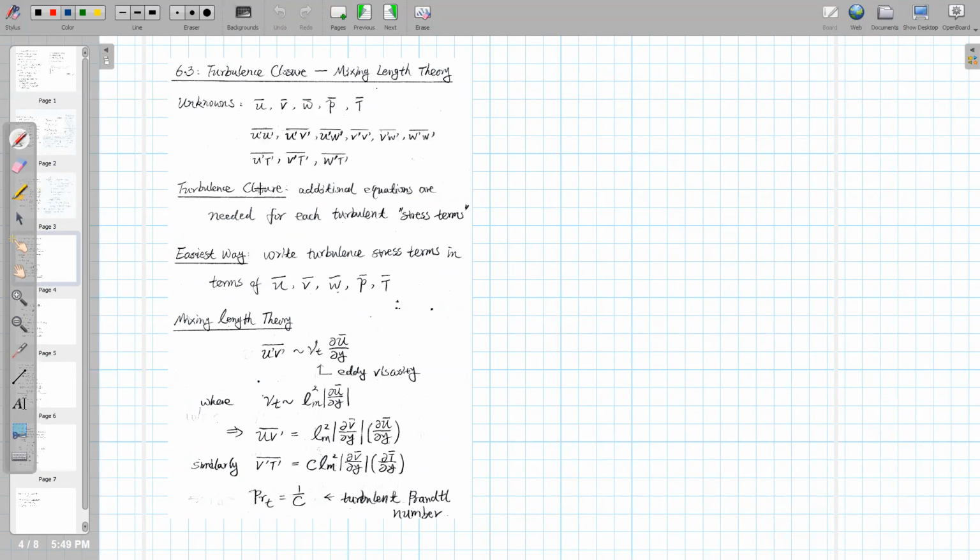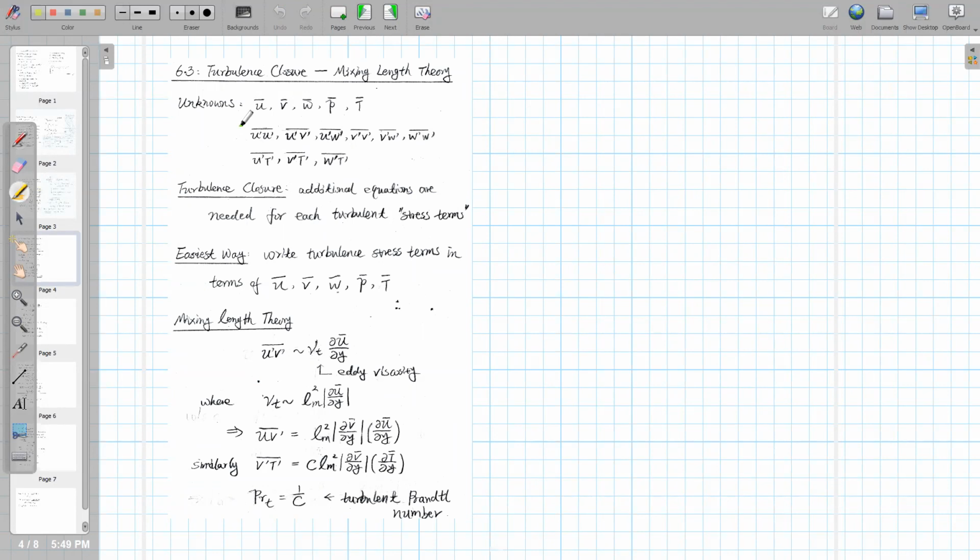We need to find the equations. We need to do the turbulence model for each stress term so that we can solve it. How can we do that? Okay. The easiest way to do the turbulence modeling is if we can find these terms.